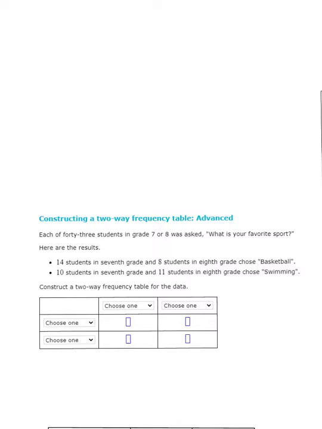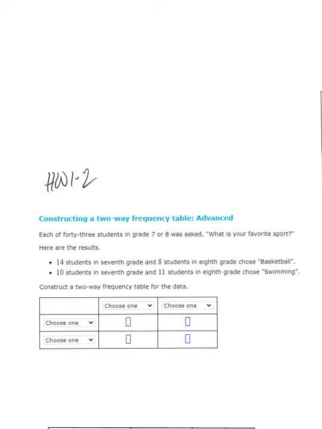All right, this is explaining some of the topics from homework 1-2. So homework 1-2, here we go. This is a two-way frequency table. You're going to have to read through each problem and set up the table. In this case, we've got 43 students in grades 7 and 8, and we ask them, what is your favorite sport? And there are the results.